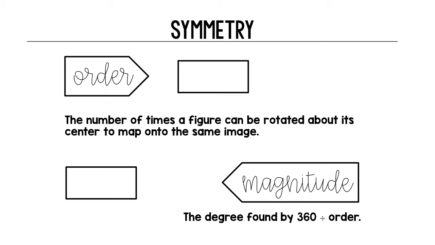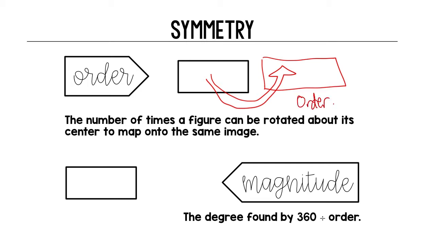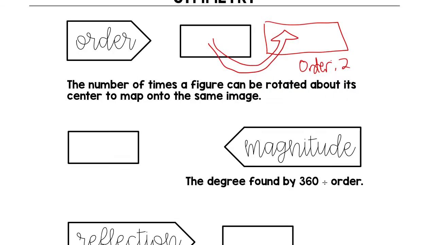So we have this rectangle right here, and I can flip it over and get the same rectangle again. Mine is real close. I start with one triangle and flip it over and get two triangles. That means my order is 2, the number of times I can rotate around.